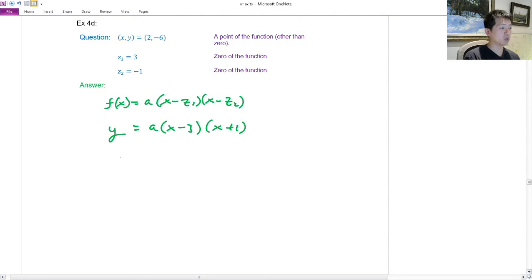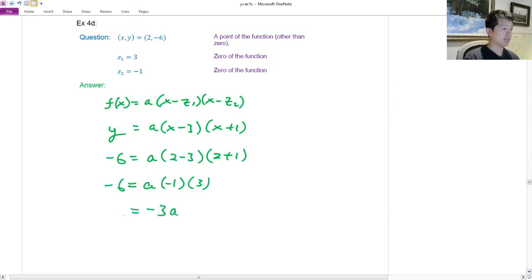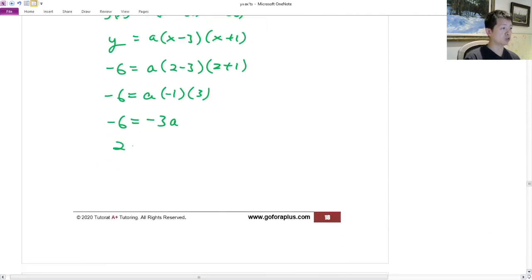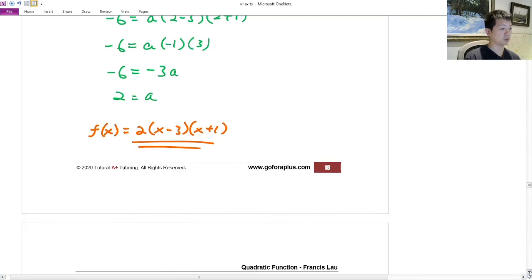Now I just need to plug in x and y. Minus 6 equals a times (2 minus 3) and (2 plus 1). I'll have minus 1 times 3, so minus 1 times 3, which is minus 3, right? So I have minus 3a equals minus 6, on the other side divided by minus 3 on both sides. So I'll get 2 equals a. And basically my equation is going to be f of x equals 2 times (x minus 3)(x plus 1). And that's it for this, right?